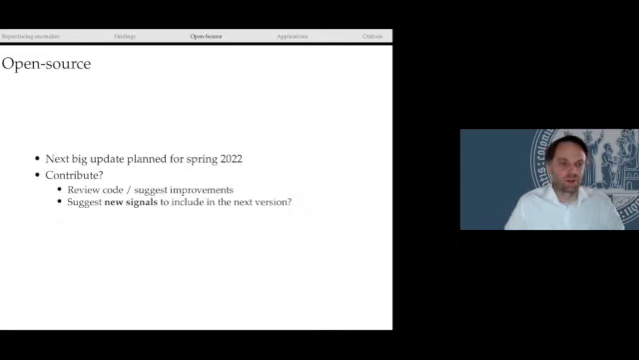Okay, if you see this and you think, oh, this is great, how can I contribute? The next big update for the database we plan for spring 2022. If you are an expert in particular signals, you can review the code that we wrote to produce some of these signals and check whether what we did is correct. Or you can suggest improvements of how one can do this differently. We also plan to include a bunch of new signals in the next version that we haven't included so far. But we will need your help to find out which signals we have missed so far.